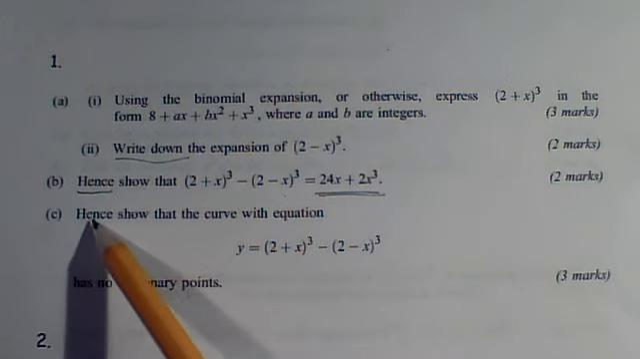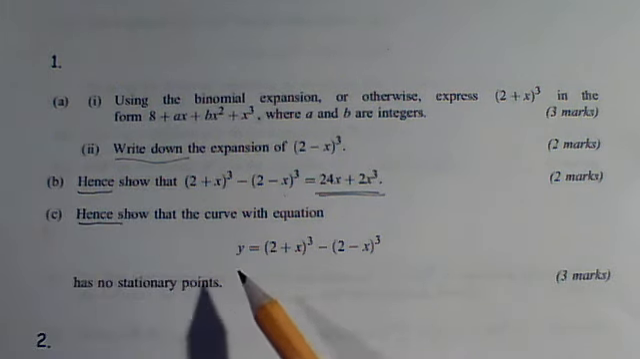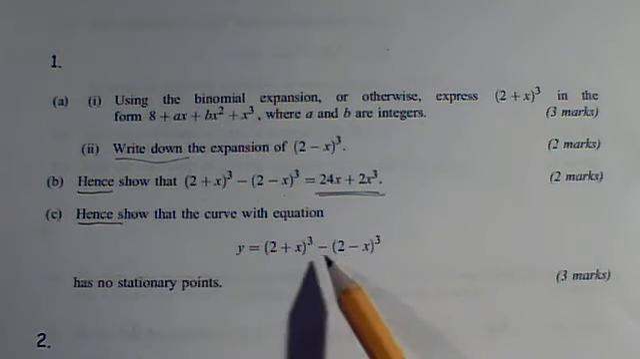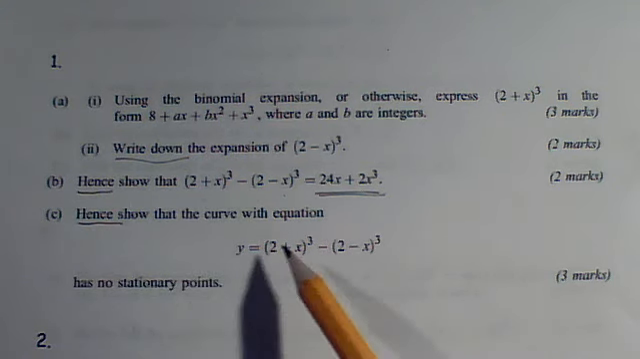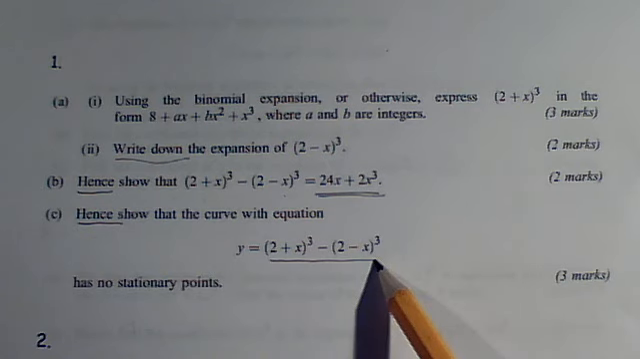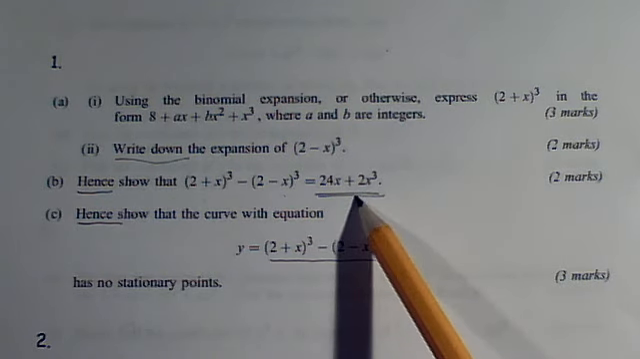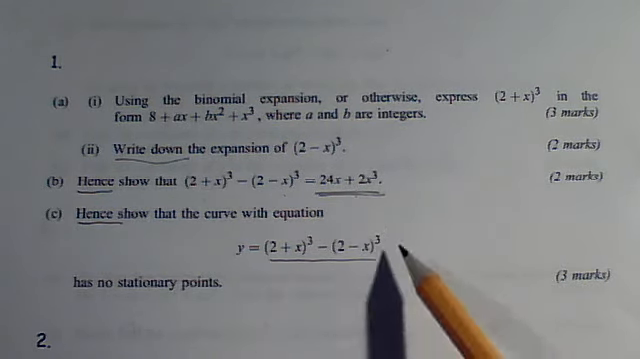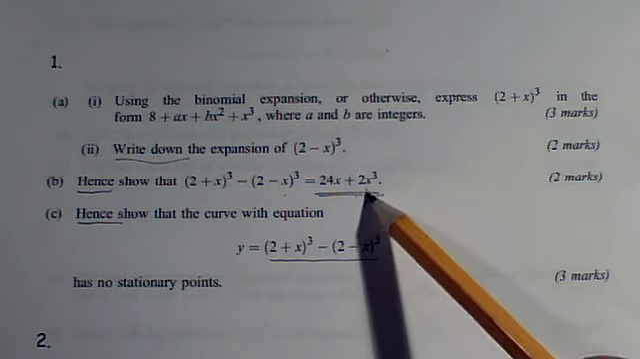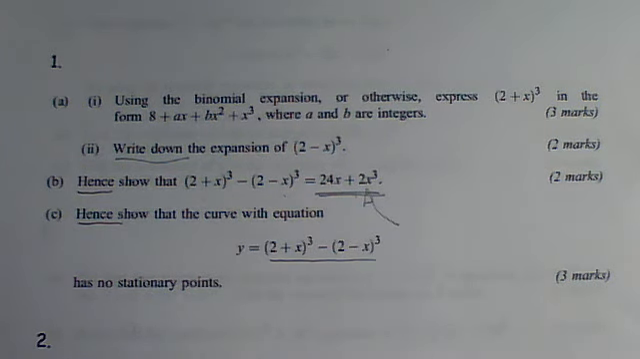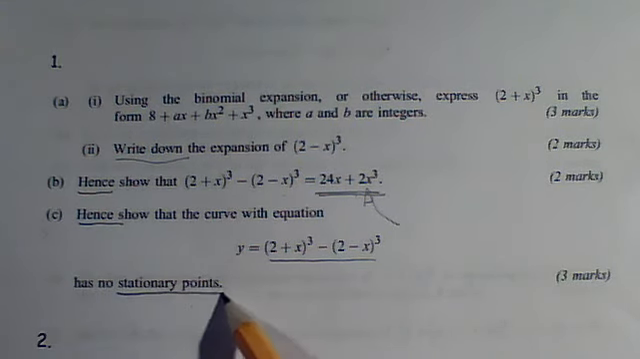Finally, in part C, again "hence", show that the curve with the equation, this, well, we've seen this before, and we know that that simplifies to that expression there. So instead of working with this equation, clearly here's the equation, y equals that is the equation of the curve you're looking at, and we have to show it has no stationary points.